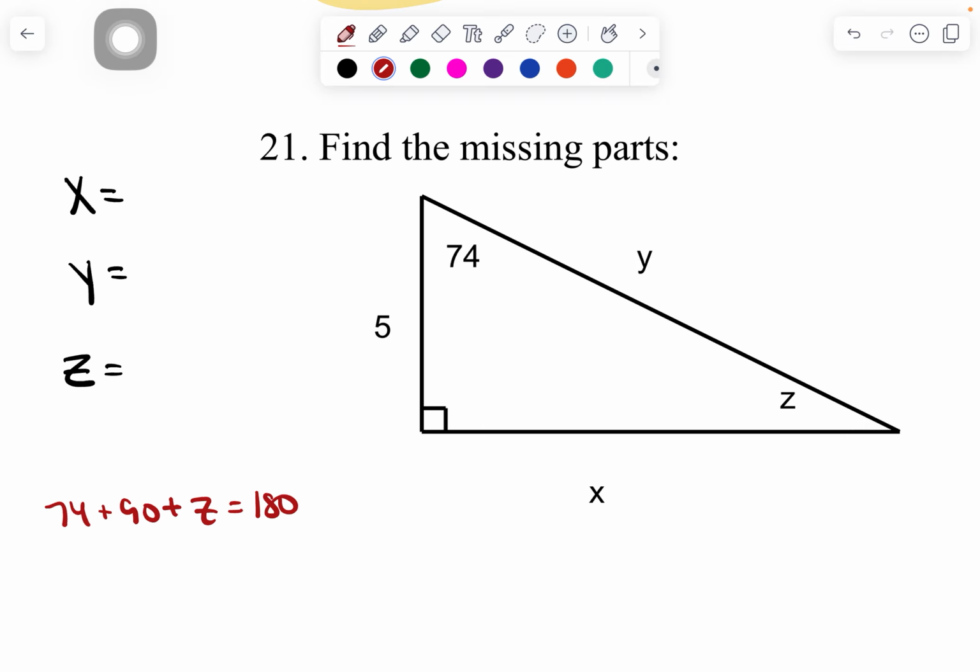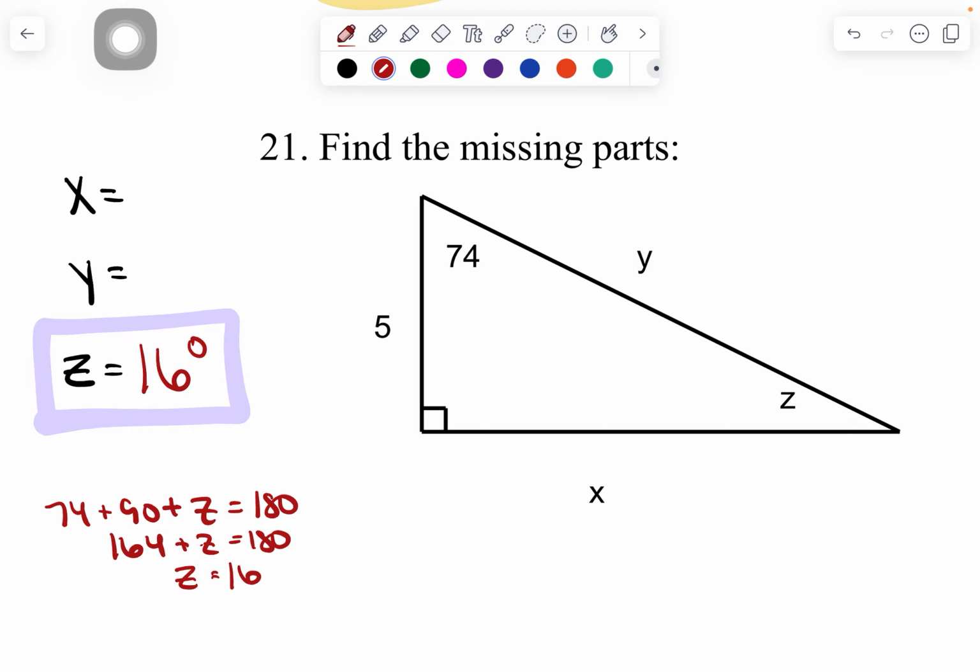So 74 plus 90 would be 164, plus Z equals 180. I'm going to subtract 164 from both sides. Z equals 16. Yes, it's 16 degrees. Just doing a quick double check in my head when I said that. All right, so the 3 angles of a triangle add up to 180. So I found the other angle that we were missing.